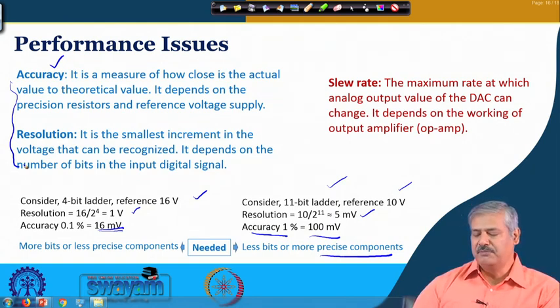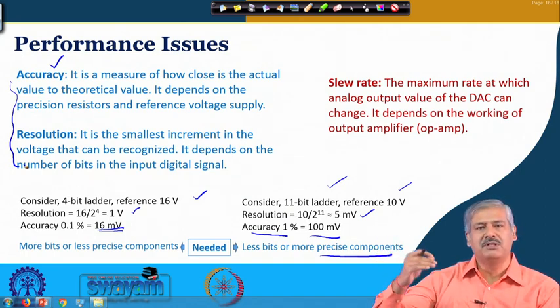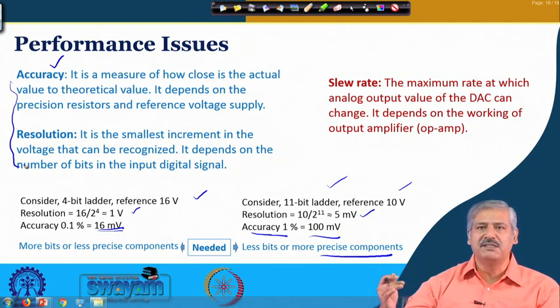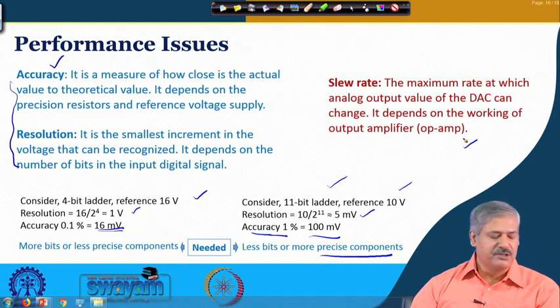The other important point when you look at a DAC is called slew rate. It is the maximum rate at which the analog output value of the DAC can change. It depends on the working of the output amplifier, that is the op-amp, so how quickly the output can change. If you change the input from a low value, say 0000 or 0001, suddenly to a high value, say 1111, how quickly the output will change depends on the slew rate of the op-amp. So that is also an important measure.